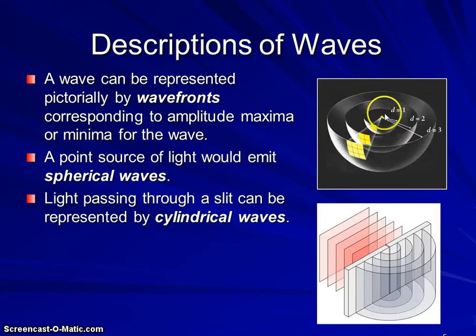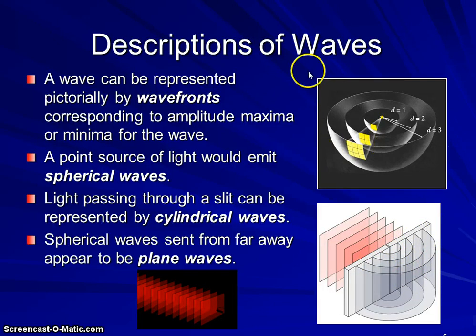And so yeah, a point source of light would emit these spheres of light. Light passing through a slit can be represented as cylindrical waves. If we have plane light coming toward this slit, as it passes through the slit, it will spread out in cylinders.